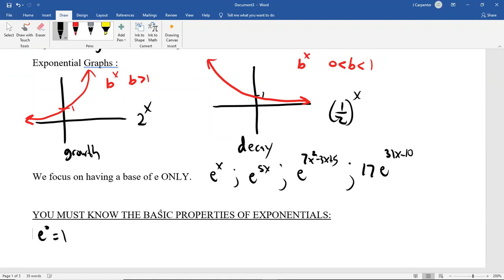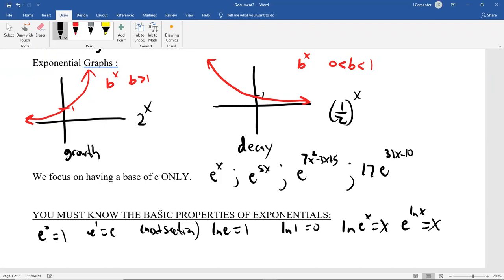e to the 0 is equal to 1, or e to the 1 is equal to e. And in the next section, when we're going to get into the logarithms, we'll need to know that the natural log of e is equal to 1, or that the natural log of 1 is equal to 0, or the natural log of e to the x is equal to x, or e to the natural log of x is equal to x. These properties must be known.